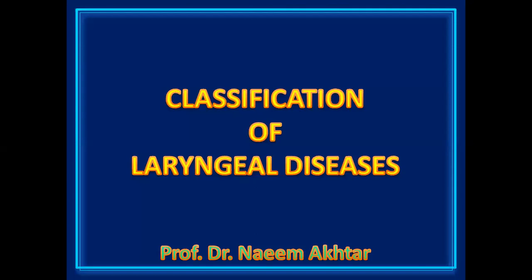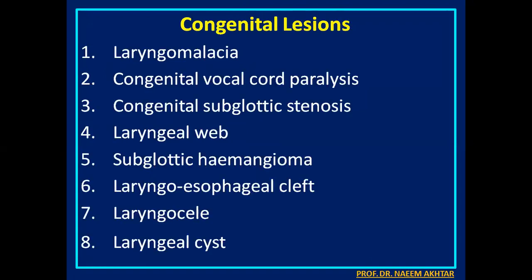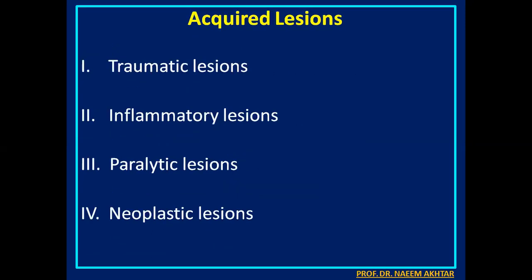Now, the classification of laryngeal diseases. The laryngeal diseases may be classified broadly into two main groups, congenital lesions and acquired lesions. In congenital lesions, we have laryngomalacia, congenital vocal cord paralysis, congenital subglottic stenosis, laryngeal web, subglottic hemangioma, laryngoesophageal cleft, laryngocele, and laryngeal cyst. Acquired lesions can be further subclassified into traumatic lesions, inflammatory lesions, paralytic lesions, and neoplastic lesions.